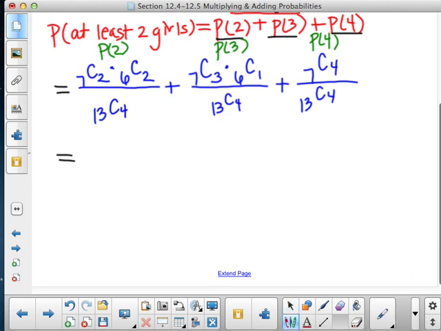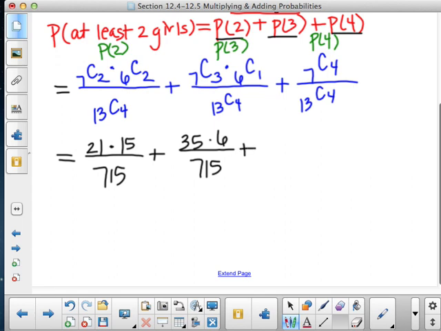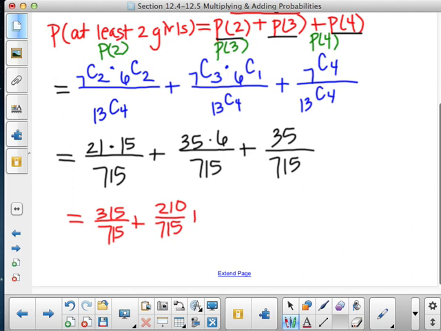7C2, when you calculate that, you should get 21, times 6C2, you should get 15, all over 13C4 is 715, plus 7C3 gives you 35, times 6C1 gives you 6, all over, once again, 715. Plus, if you figure out 7C4, that gives you 35, all over 715. Now I'm going to simplify again. I would take 21 times 15, which gives me 315 over 715, plus 35 times 6 gives me 210 over 715, plus 35 over 715.